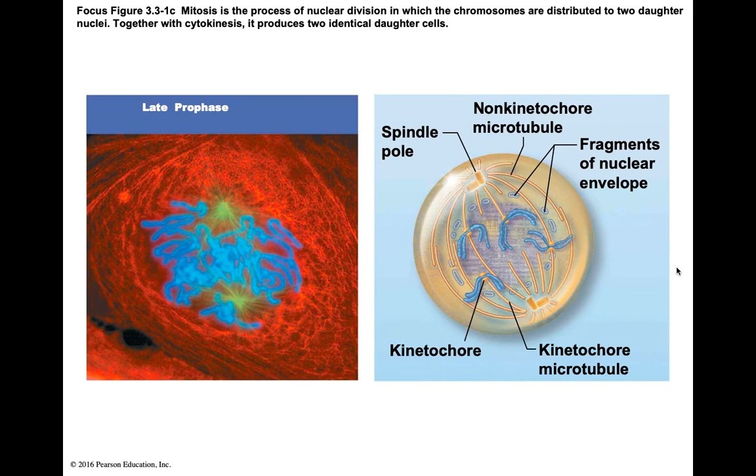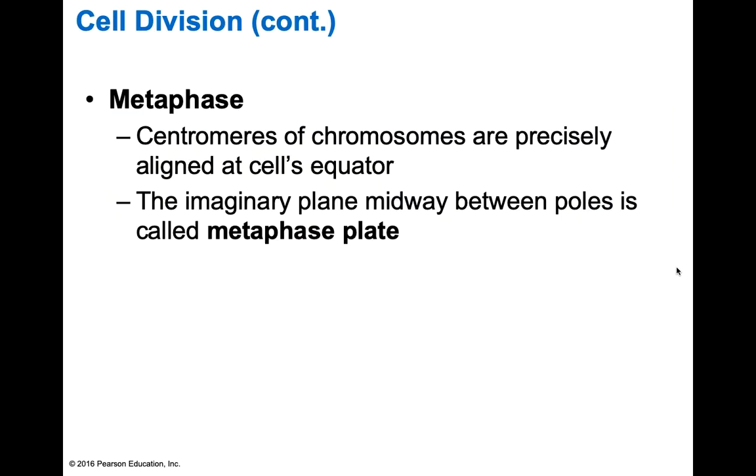We have the dissolution, the dissolving of our nuclear membrane here, in order to open up everything and allow everything to start to attach to the kinetochores and the centromeres in order to start pulling the chromosomes into a line for the next phase. That's metaphase in the middle.